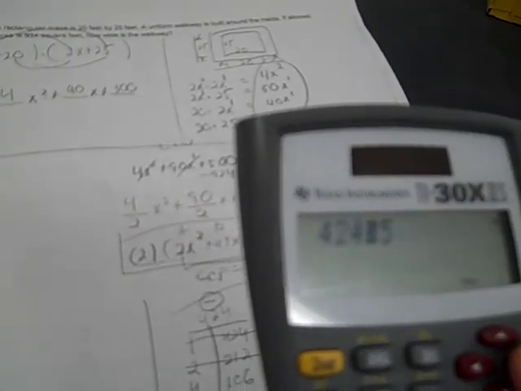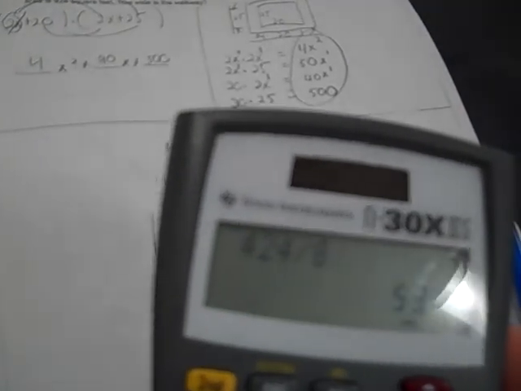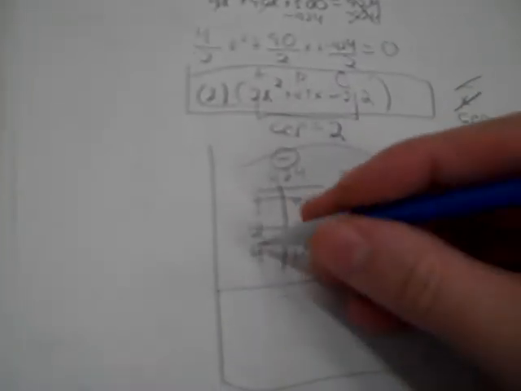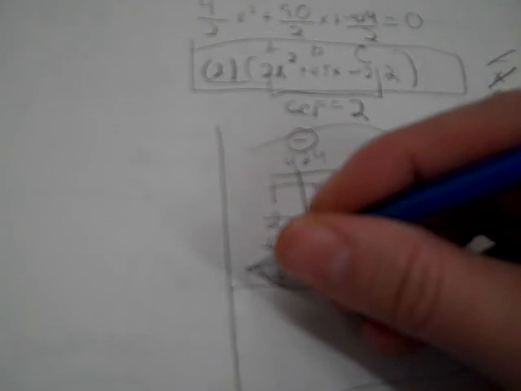5 is a decimal. 6 is a decimal. 7, no. 8. Okay, I got 8 and 53. Let's take 53 minus 8 and see if that's 45. Yep, it is. So it's that. So you got plus 45, so you're going to have plus 53. And we got a negative, so the signs have to be the opposite. Minus 8 plus 53. So my a up there is now 2x squared.